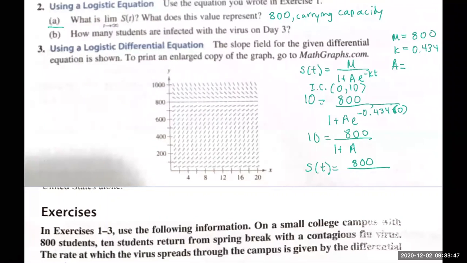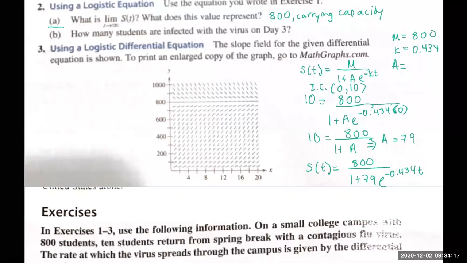Okay, perfect. So we should have gotten A is equal to 79. Cross multiply, and then 10 times 1 is 10, 10 times A is 10A. Don't forget to subtract and divide. So that would have gotten you 79 as the answer. And as you continue, make sure you fill in 79 e to the negative 0.434t. We see that our only variable left is t, and P is a function of t. So that's the answer to 1.